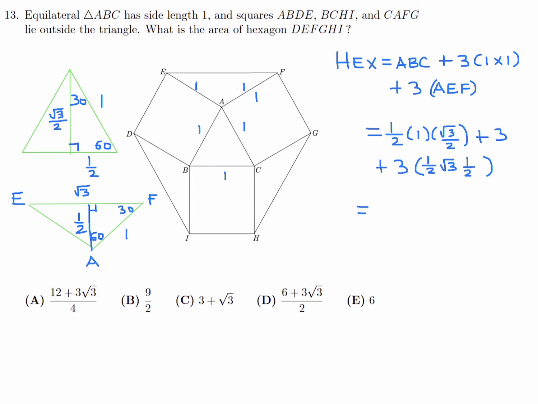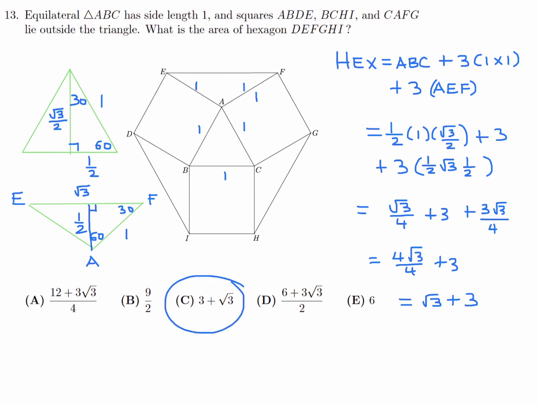So it becomes 1/2 base, which is root 3, times height, which is a half. So adding all this up, we get root 3 over 4 plus 3 root 3 over 4. And that looks like 4 root 3 over 4 plus 3. And that is root 3 plus 3. So the answer is right here. Number 13 is C.